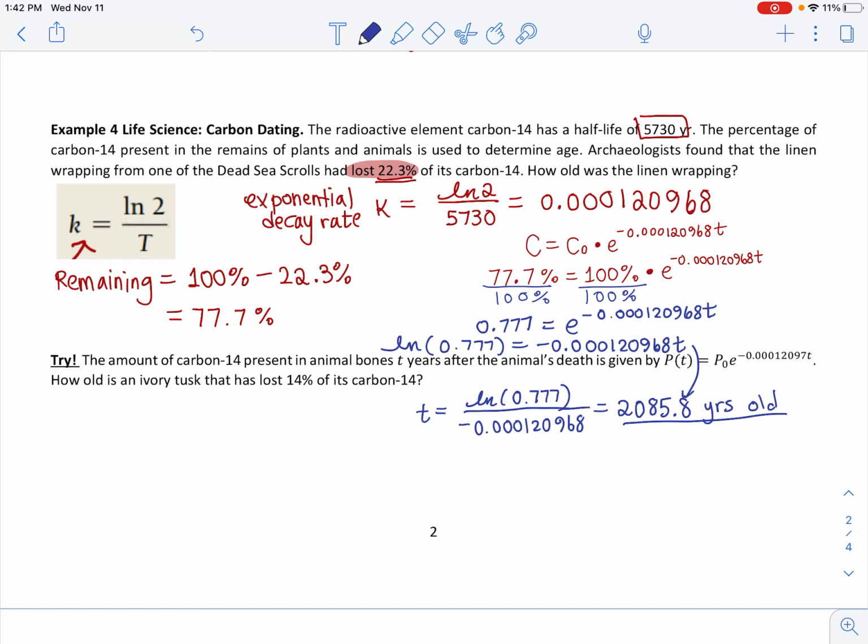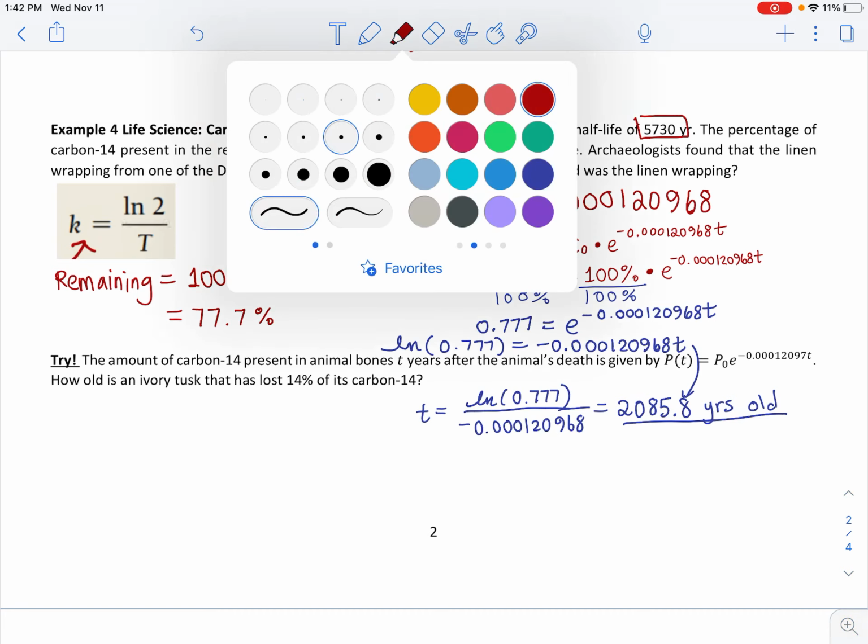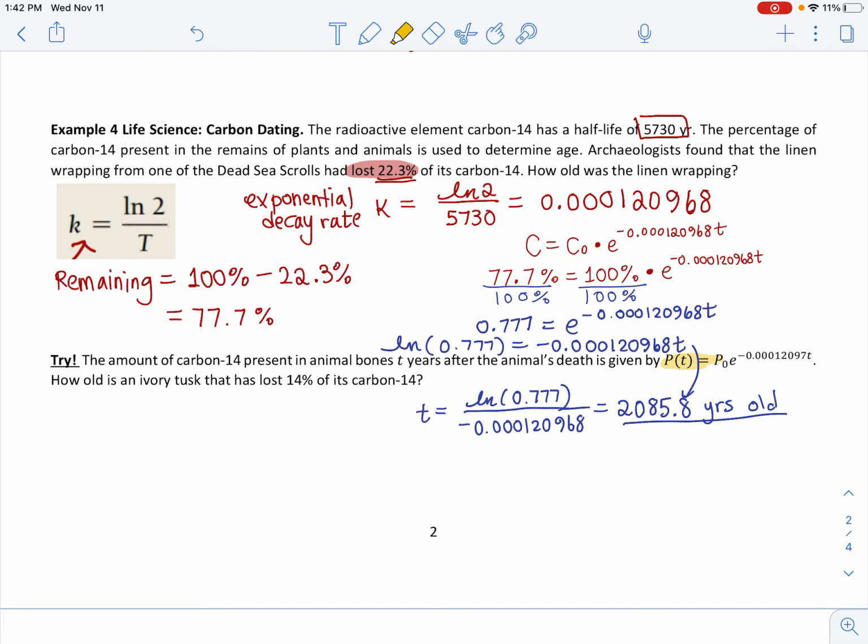It says try the amount of carbon-14. Another carbon-14 problem, huh? In animal bones, T years after the animal's death is given by that equation. So they gave us the equation. Oh my goodness. Guys, look at this equation. This looks a lot familiar to, hello, what we found from scratch. It wasn't too difficult. It was just the rate that we found. But isn't it almost the same thing? Mine is even more accurate. But anyways, okay, so lucky us, they gave us the equation.